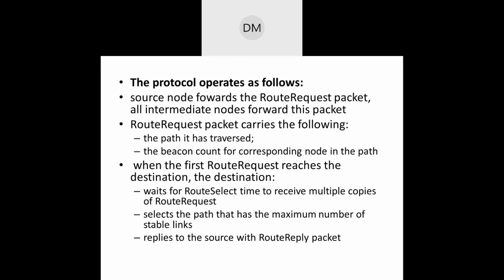The source node forwards the route request packet. The route request packet carries the path it traverses and the beacon count of the corresponding node in the path. In the first phase, when the route request reaches the destination, what happens?